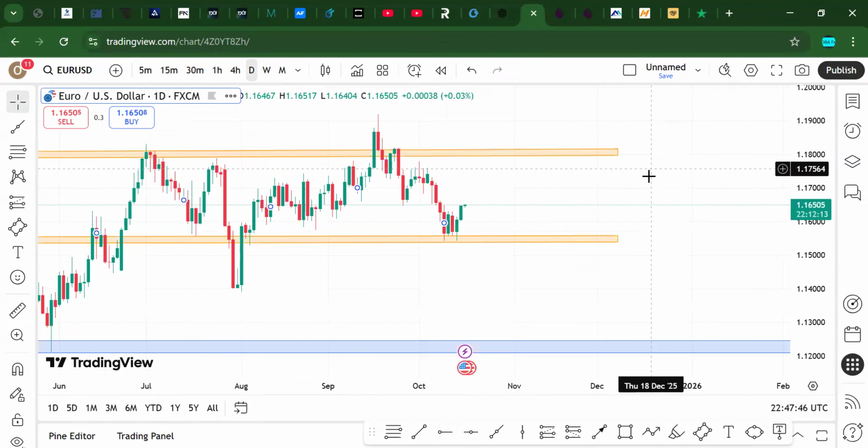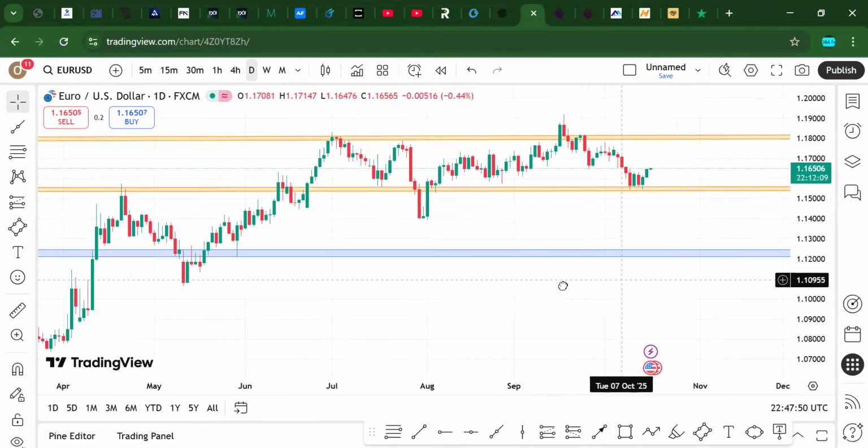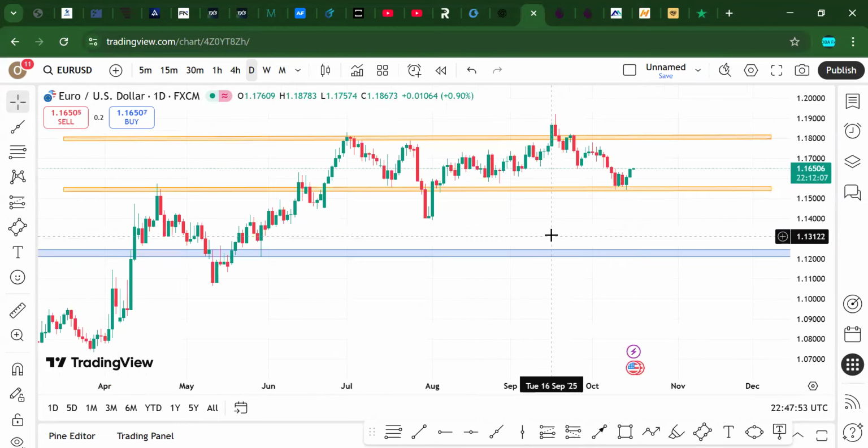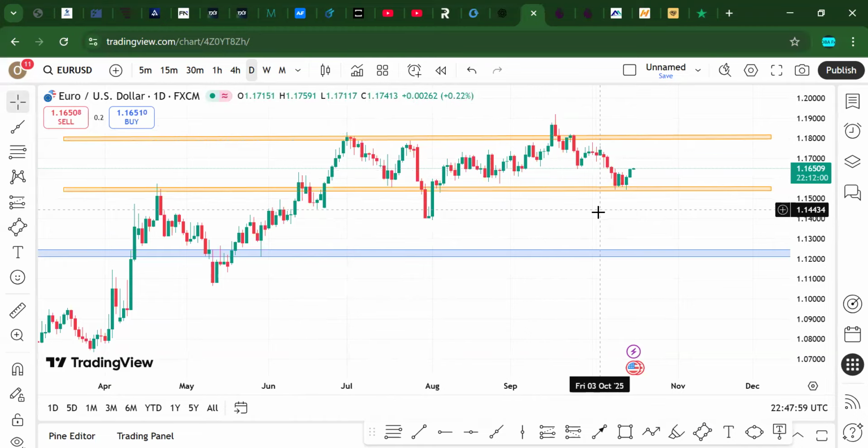Which I always refer to as the tradable time frame. Now, we said the market has been ranging for a while. So if we look closely at it, we can see that the market has been moving between this support and this resistance zone.